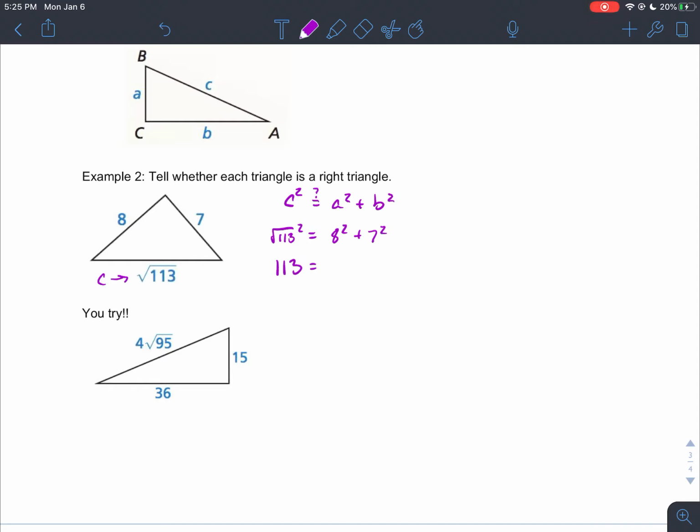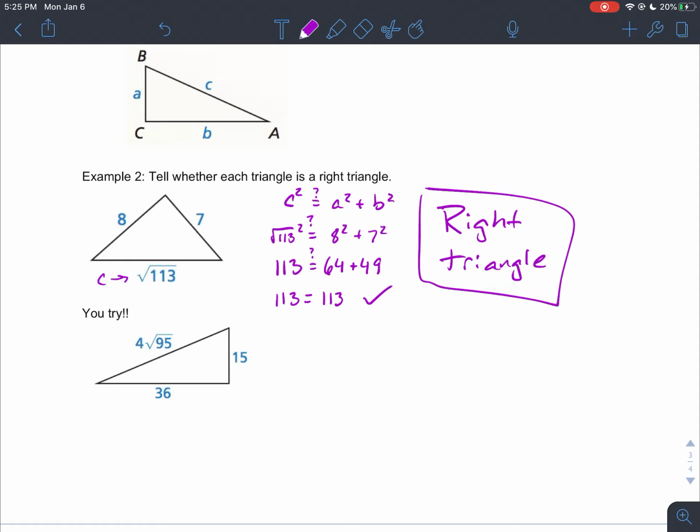Equals 8 squared, which is 64. 7 squared is 49. And 64 plus 49 is 113. So this whole time we've been checking, are these equal? And they are, in fact, equal. So, yes. It is a right triangle. It is not a Pythagorean triple, but it is a right triangle.